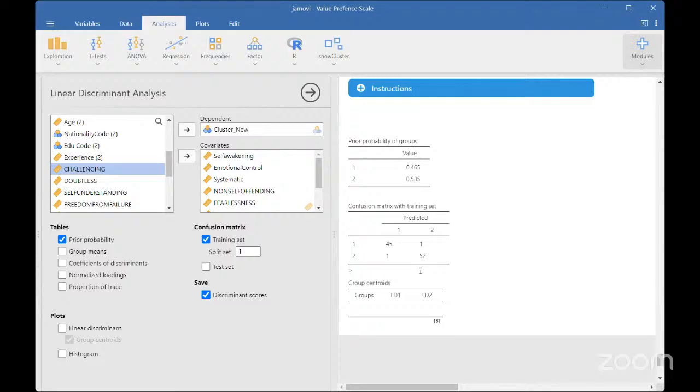That means 45 people identified out of 46. Similarly, out of 53, 52 matched. Here the match is between the predicted and our observation. So almost more than 90% correct classification.